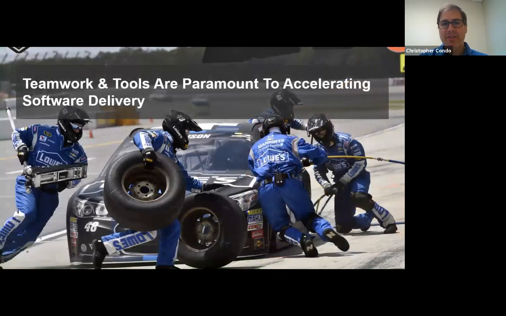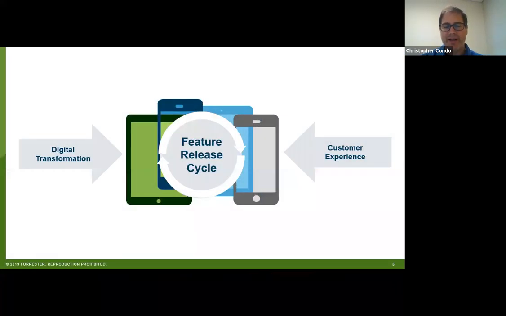So one of the interesting things about software development and DevOps in general is that teamwork and tools are paramount to accelerating software delivery. You need to have teamwork, you need to have collaboration, you need to have people be able to work together, but they all need tools to get the job done. And just like these folks at the pit stop here, everyone's working very hard and in unison to keep the motor running and keep the driver on the road. It's paramount to staying competitive in today's digital landscape.